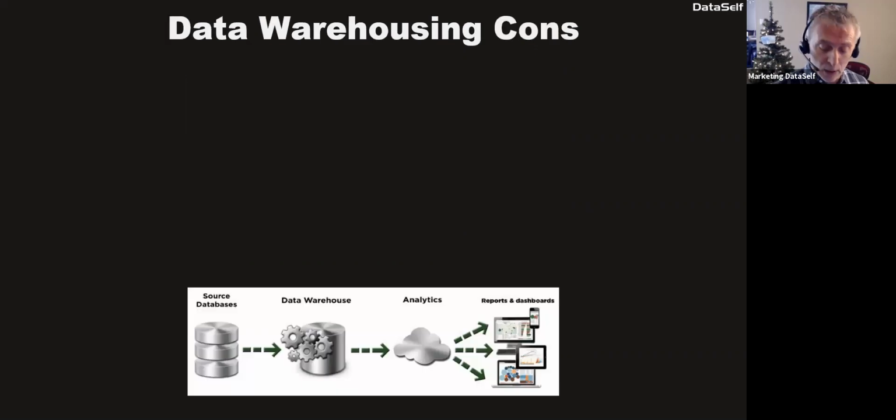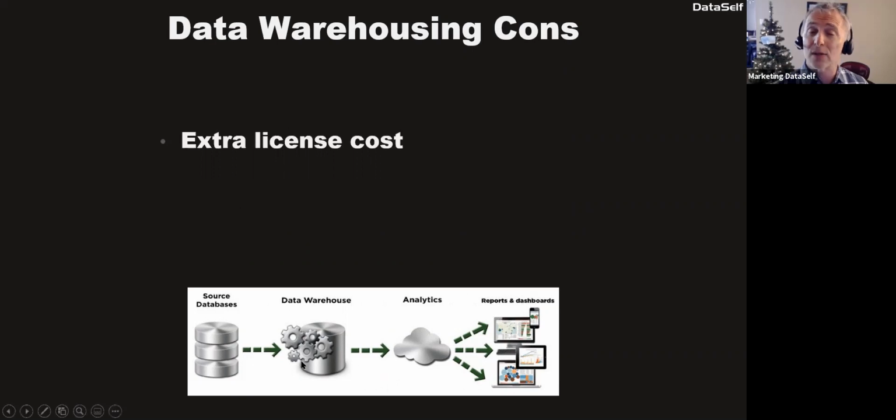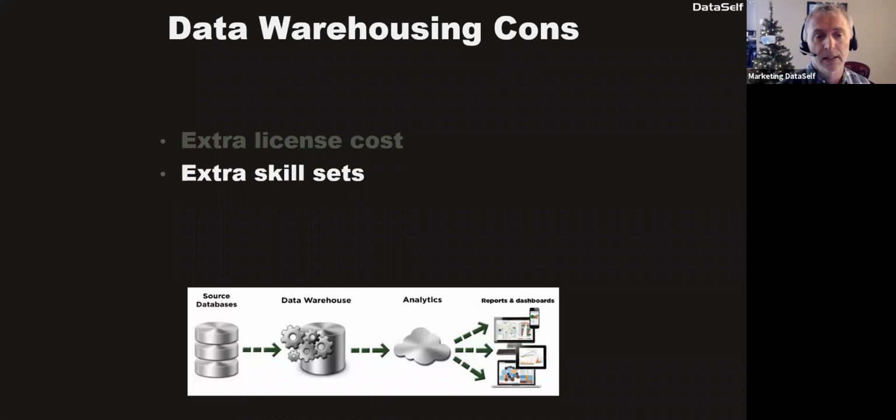What are the cons of data warehousing? So first of all, usually the data warehouse is a separate database. So typically there are some extra license costs. In the past, data warehousing was very expensive. Nowadays, depending on how you build a data warehouse, it can become very inexpensive. So data warehousing costs came down significantly.